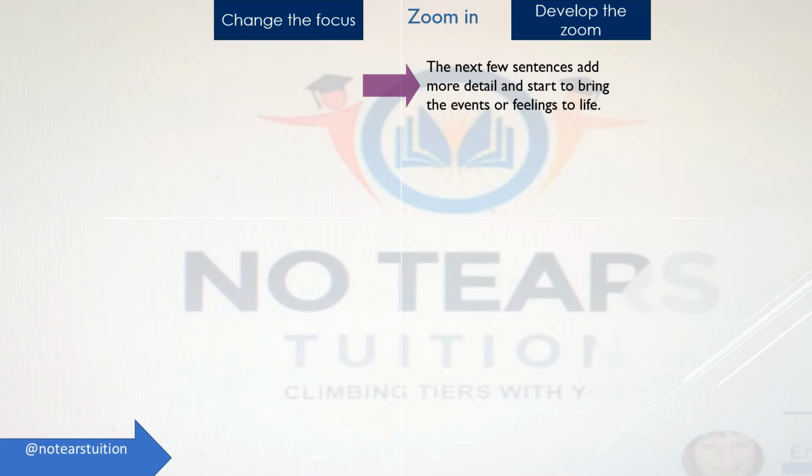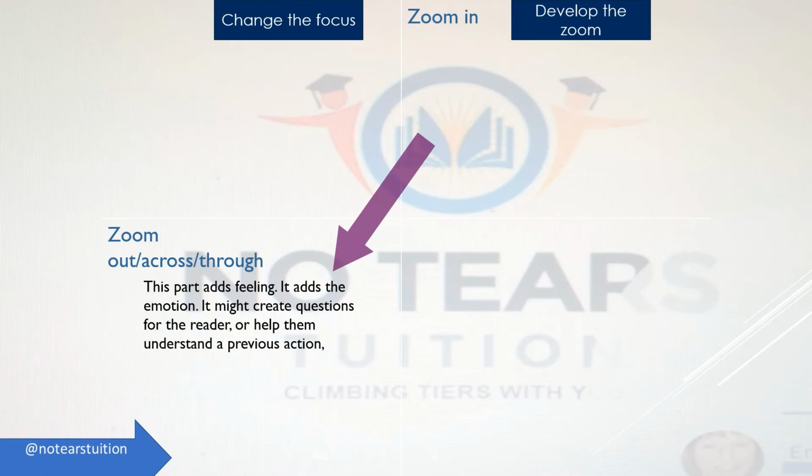Then zoom in. This follows the idea of the camera in terms of the video camera, where you would zoom in for detail. So for the next few sentences, add detail and then develop that zoom. Following that, you could zoom out, zoom across, zoom through. This part adds feeling and also emotion. And it might also be a part where you want your reader to ask questions in their head or think about the description you've just given, or be able to make connections between other parts of your text.